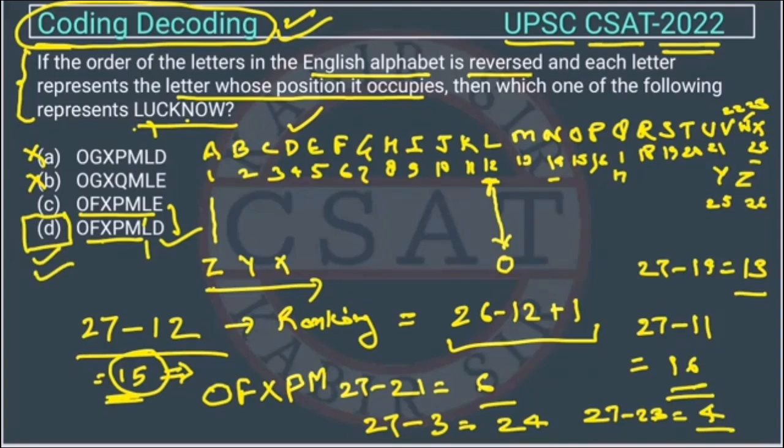So I hope you guys got it. There are two ways to solve it. The question is saying that the alphabet is written in reverse order, right? So whatever the number is coming, on which position which letter is coming, you have to find it. So L is at position 12 in the normal alphabet, right? So when we reverse it, what letter will come at position 12? So this is the question, right? For each letter we have to find it out, and this is the new code, OFXPMLD. So this is our answer.